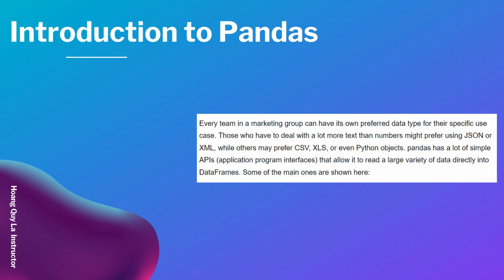Every team in a marketing group can have its own preferred data type for their specific use case. Those who have to deal with a lot more text than numbers may prefer using JSON or XML, while others may prefer CSV, XLS, or even Python objects. Pandas has a lot of simple APIs, application program interfaces, that allow it to read a large variety of data directly into data frames. Some of the main ones are shown here.